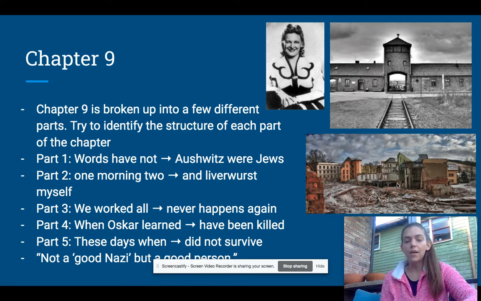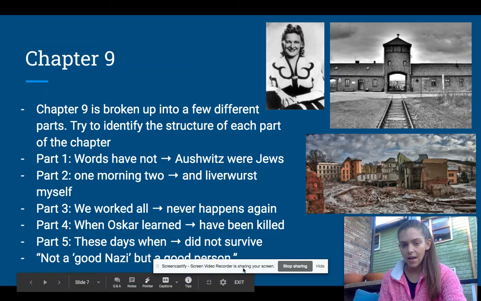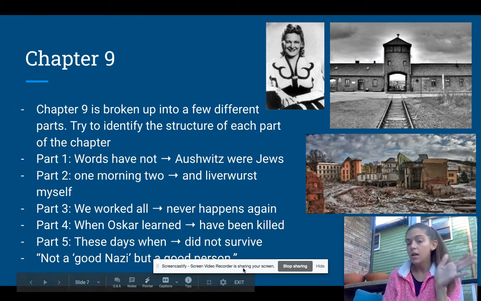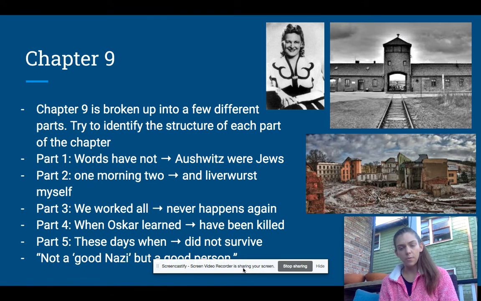So I gave you up here the first word and the last word of each part. I'll try to stop reading and remind you, okay, so that was part 1. Okay, so this is part 2, just so that you remember. So we're going to look at those first 5 parts and try to identify the structure, how that information was organized in there.